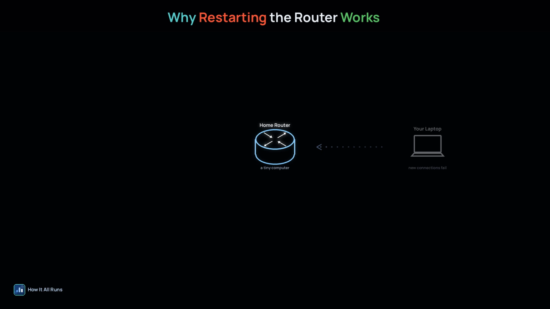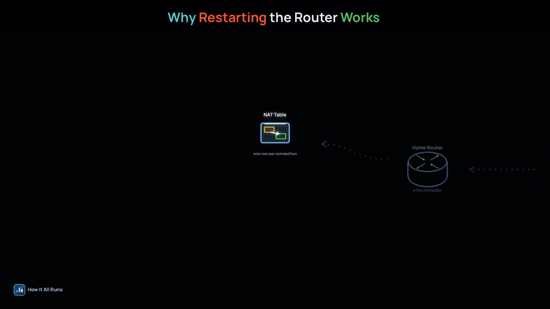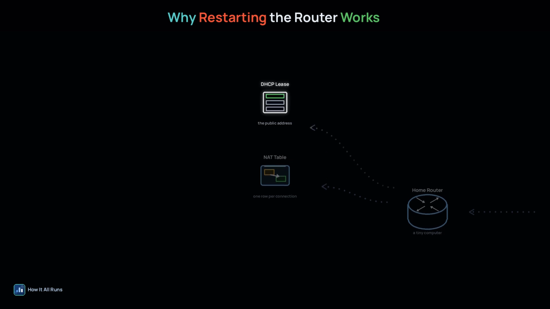It is a tiny computer running a tiny operating system, and it keeps several living tables in memory that all have hard limits. The first table is the NAT translation table. Every single outbound connection from every device in your home occupies one row in it, and that table has a fixed maximum size it cannot exceed. The second is the DHCP lease, the public address your provider loaned to the router. Leases expire, providers reassign them, and a router can end up arguing about an address it no longer owns.